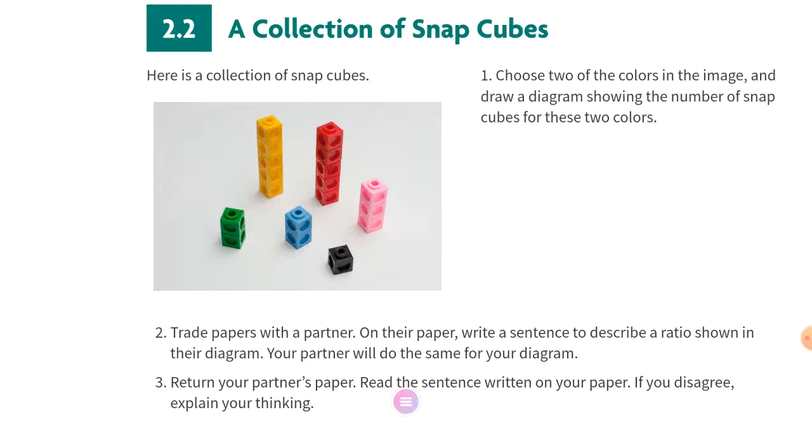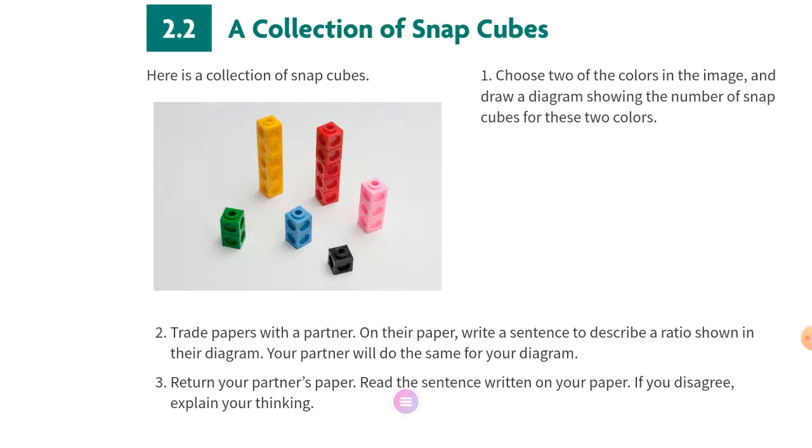Here is a collection of snap cubes. Choose 2 of the colors in the image and draw a diagram showing the number of snap cubes for these 2 colors. We're taking one picture and drawing it out as a diagram. So if you look at the bottom of this page, they kind of showed us a diagram. Usually they just use basic shapes in different sizes, okay? Or different colors or different shapes.